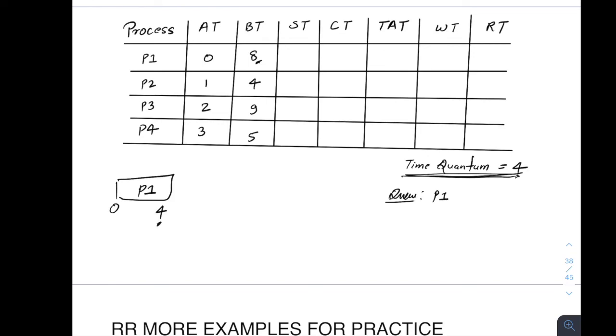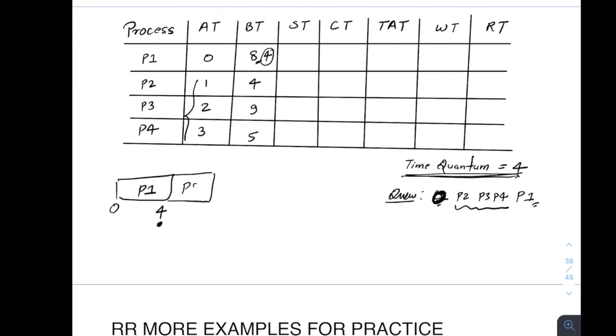Now at time 4, many other processes will arrive. So P2, P3 and P4 are already there in the ready queue when you have completed P1. Now P1 has some burst time remaining, right? The burst time remaining is 4 here, and 4 is already done. So what you will do is, you remove it from the front of the queue and push it to the end of the queue. It will get time after all the others waiting in the queue complete, then P1 will get time. Now next one in the queue is P2.